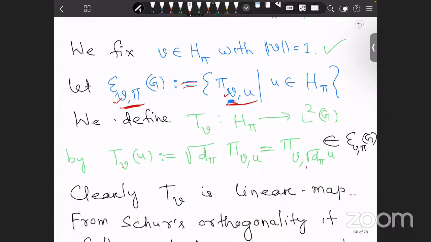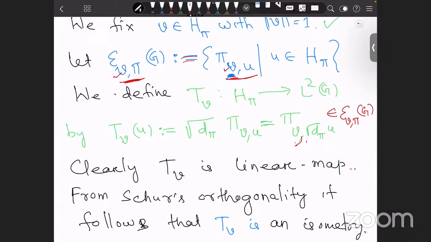We define T_B from X_π to L²(G). This T_B is a map from X_π to L²(G) given by T_B(u) = √(d_π) ⟨π(·)B, u⟩. This is the same thing as ⟨B, π(·)⁻¹u⟩, and this clearly belongs to L²(G).